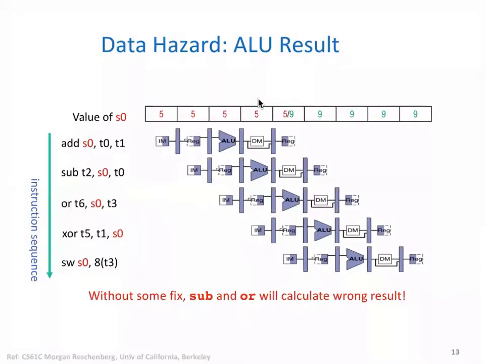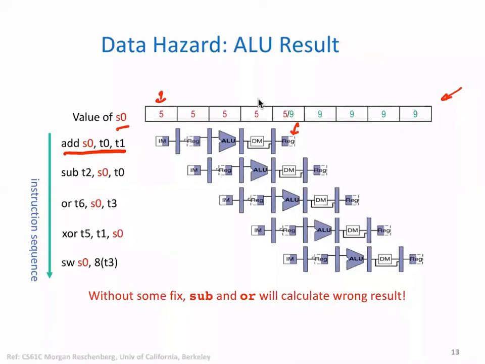Let's take another example. Okay. Let's look at this sequence of instructions. Now on the top we have the value of S0. S0 is a register. Initially it has a value of 5. So we can see the value of 5 here, right in the beginning. Okay. The first instruction is add S0, T0 and T1. When is the result of this available? At the end. So the last cycle is write back, right? Write back into the register. So we can see that it's available here.